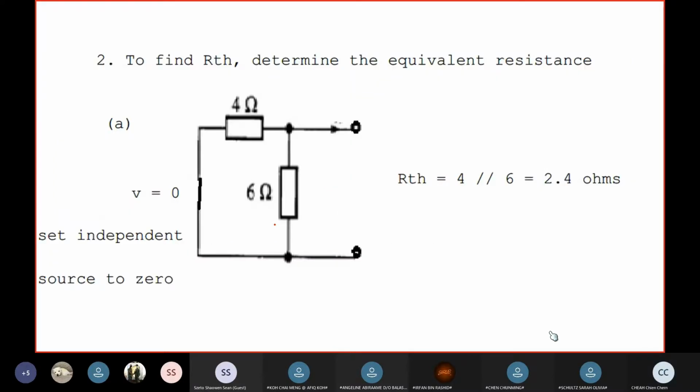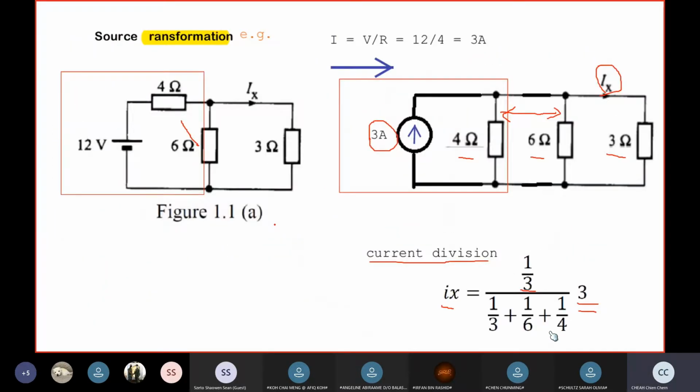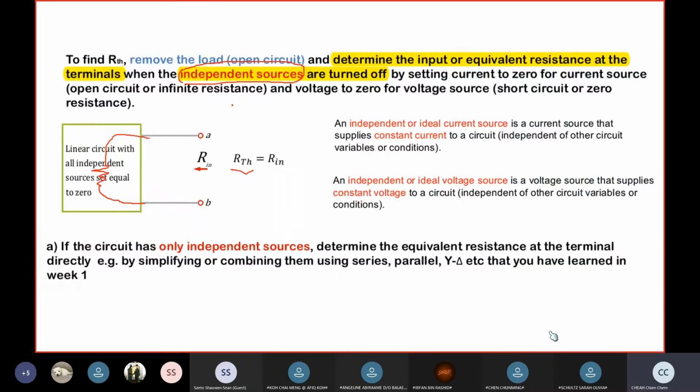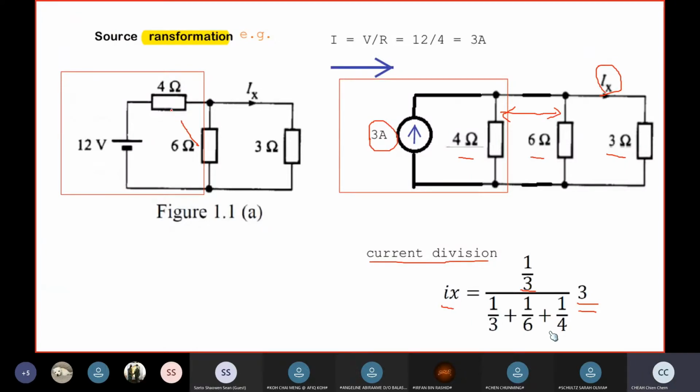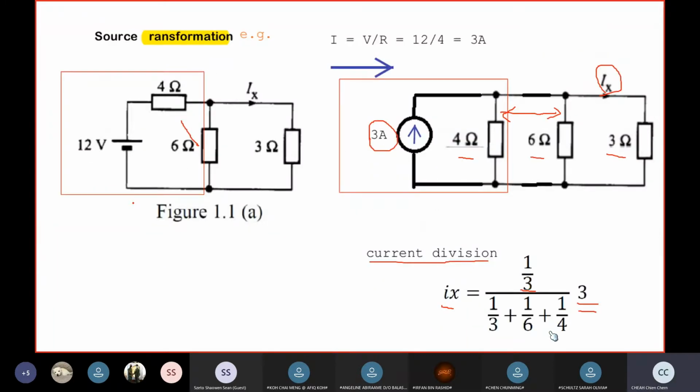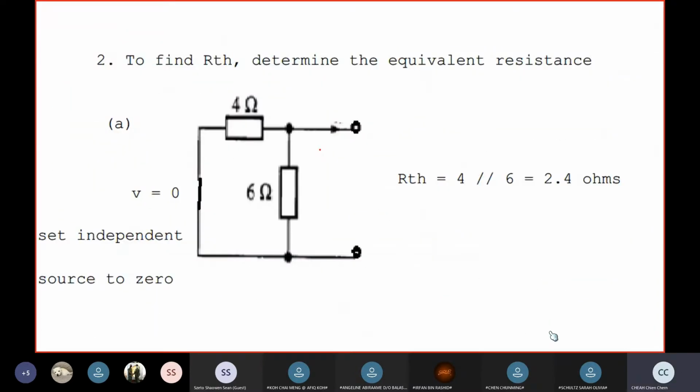For this circuit, take note that we can find RTH by simply killing the independent source. This is V equal to 0. I go back to this one. If I put V equal to 0, and then open this terminal, I'll get a circuit something like that, and that means that you have 4 ohm in parallel with 6 ohm, which is 2.4 ohms, where the load resistance 3 ohm has been removed.